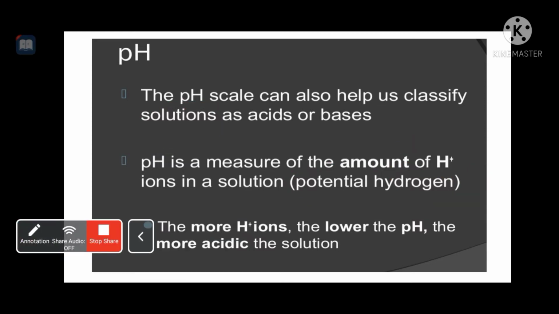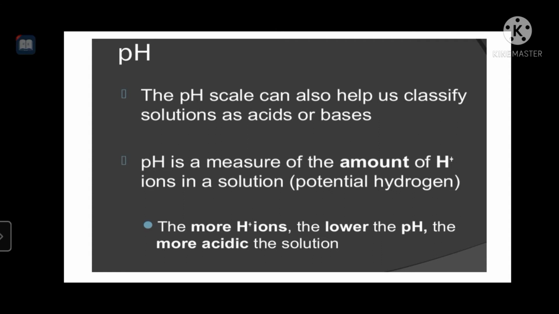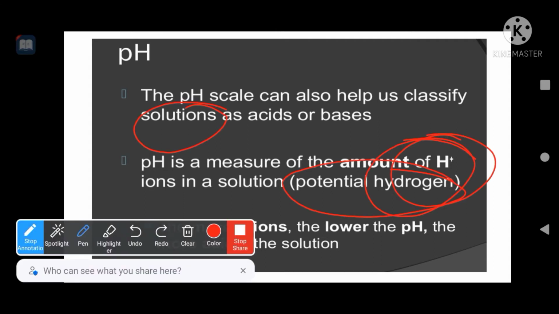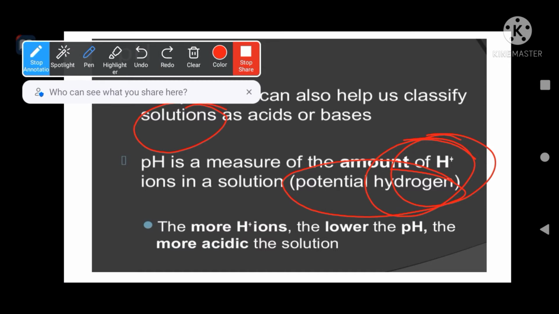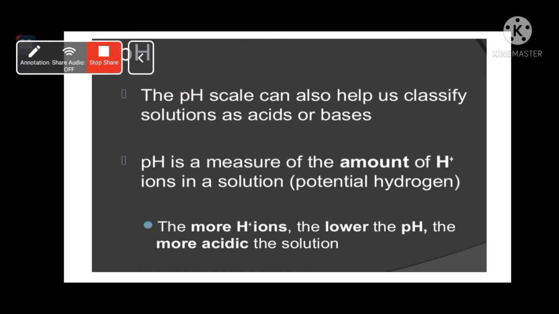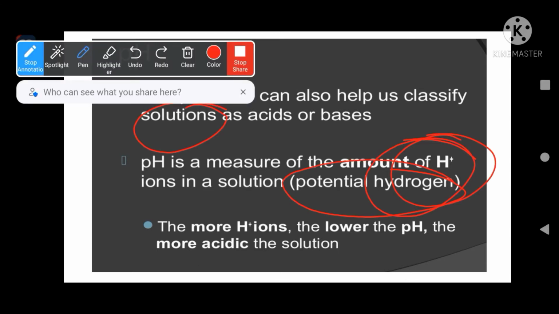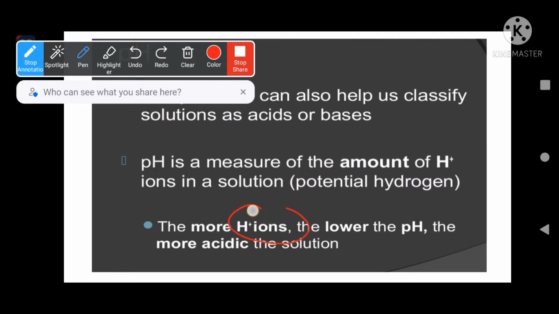Now next, the more H plus ions, the lower the pH. More the H plus ions, lower the pH, and the more acidic the solution.